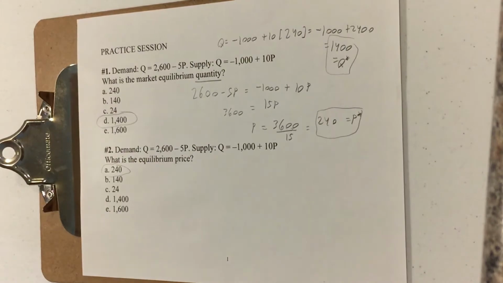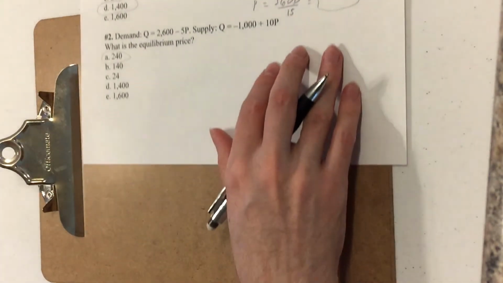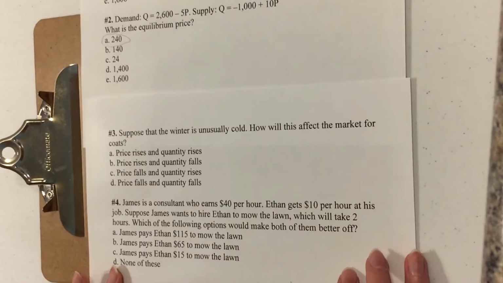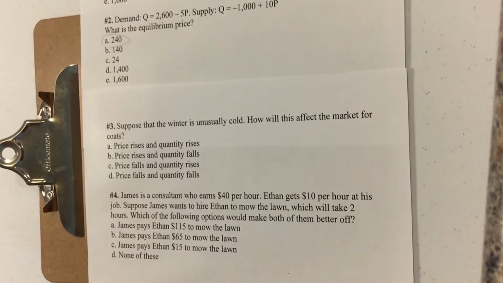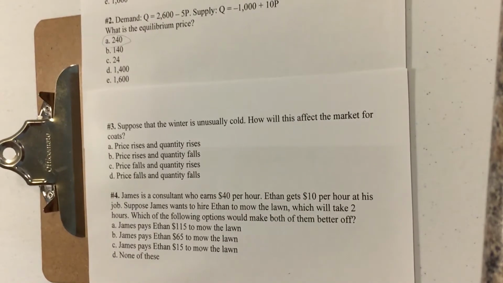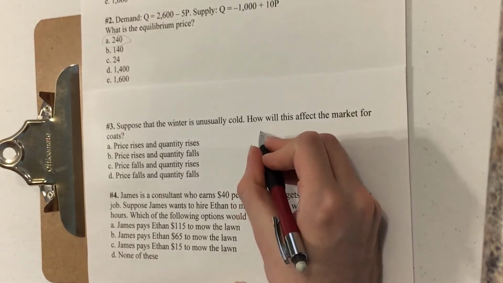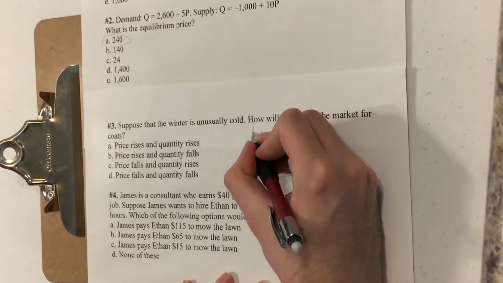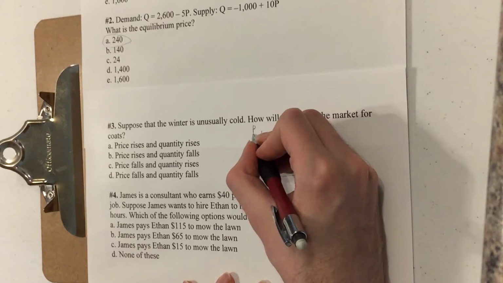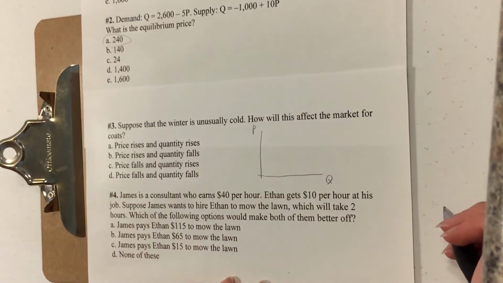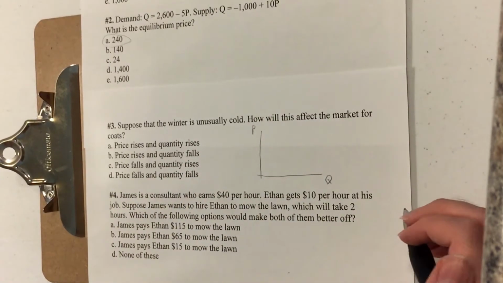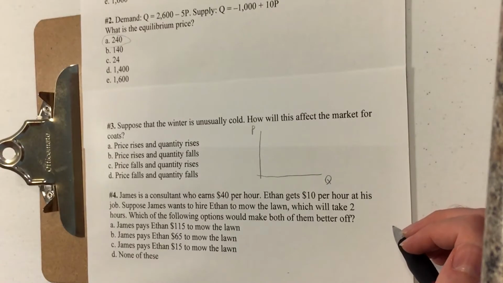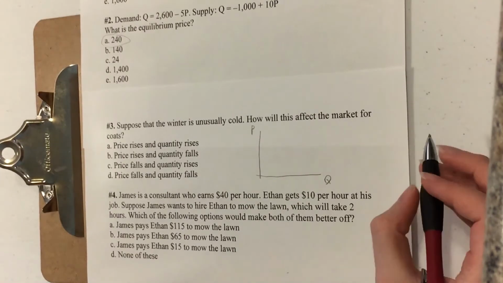Moving on, let's talk about problem number 3. So if winter is going to be really cold, how will that affect the market for coats? So let's set up our supply and demand diagram. Now, to be sure, the question does not ask you for a supply and demand diagram, just asks you about price and quantity. However, you should always draw the diagram. The diagram helps you see what's going on.